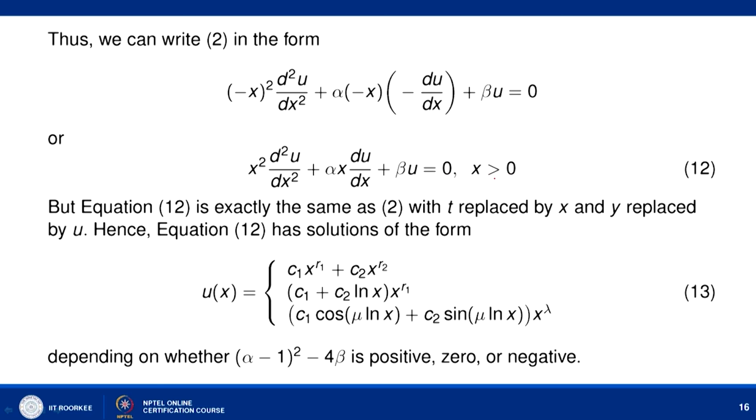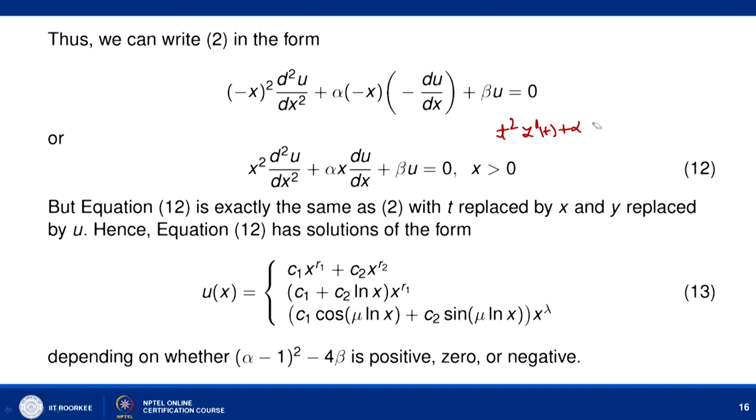Here x is positive. If you look carefully at this equation number 12, it is exactly the same as equation 2. Here 2 is what? t square y double dash t plus alpha t, sorry.